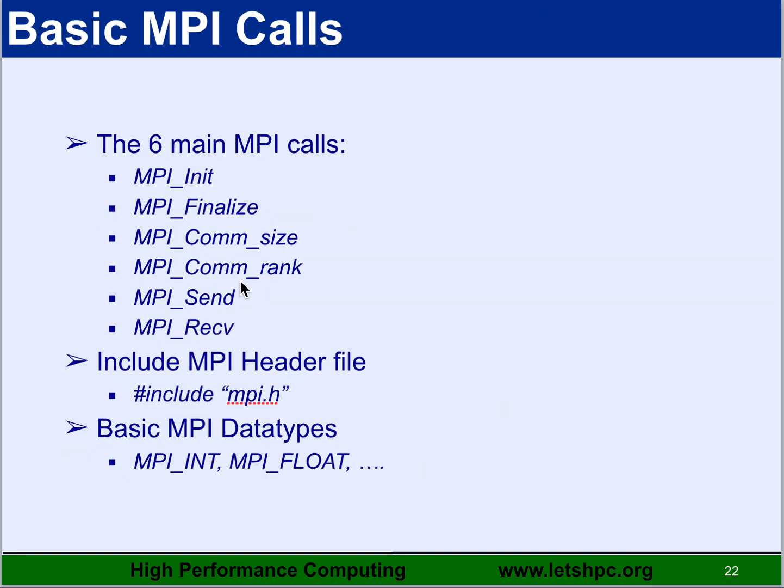Those 6 MPI calls are MPI_Init, MPI_Finalize, MPI_Comm_size, MPI_Comm_rank, MPI_Send, and MPI_Recv. We need to include the header file, and the important data types in this case are MPI_Init and MPI_FLOAT.